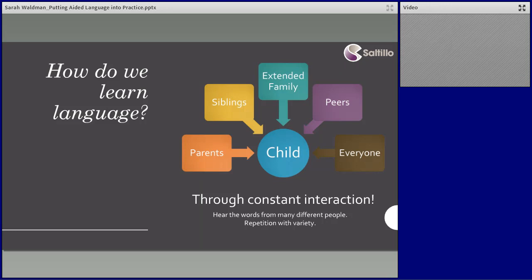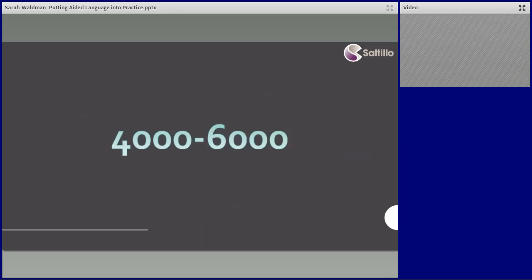All right. So, how do we learn language? Again, if you're a typical child and you're learning language, it's through constant interaction. This makes sense, right? Especially when we consider that a typical child develops language just by being exposed from the parents, their siblings, extended family, peers, everybody around them. They're hearing the words from all these different people, and there's tons of repetition with lots of variety. So that is something to consider when you're thinking about how a typical child learns language.